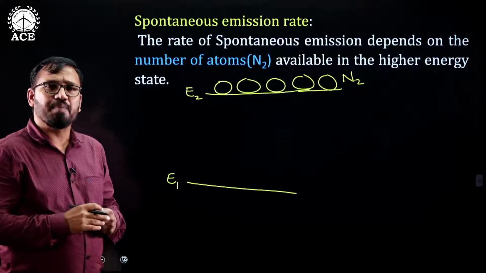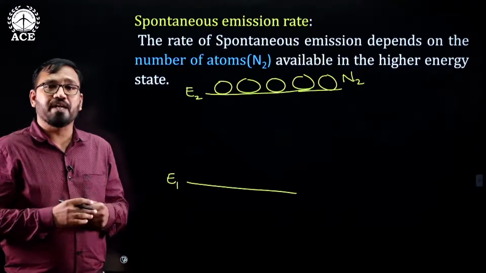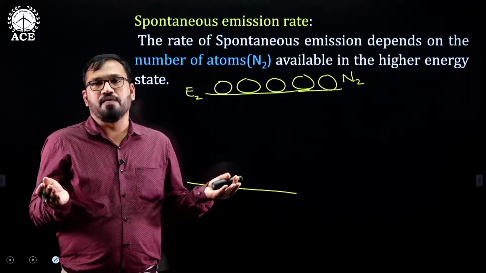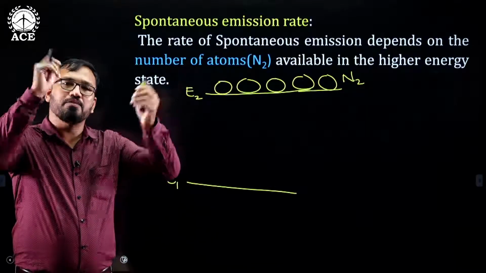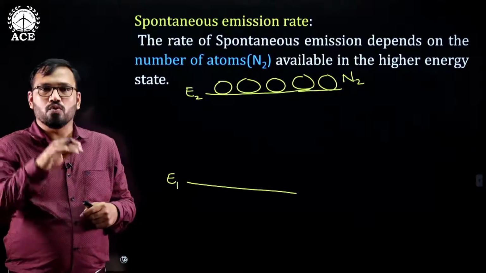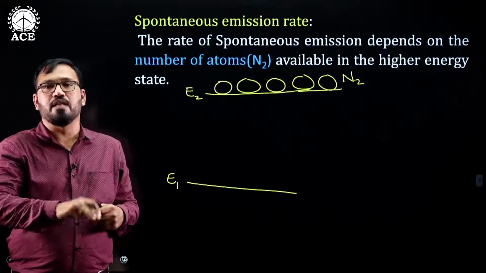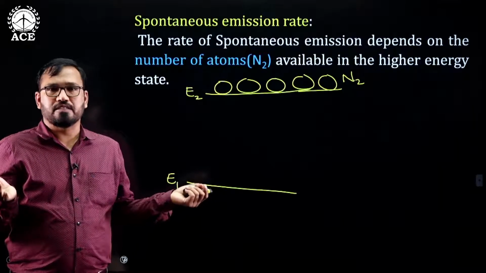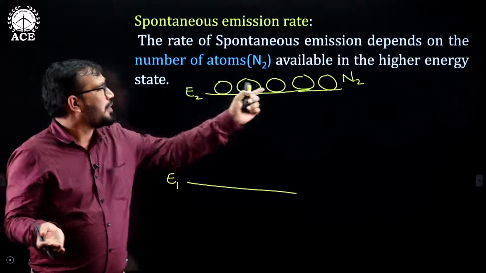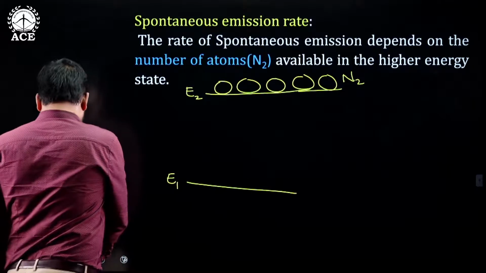Why does it only depend on the number of atoms? Why not photon density, as in stimulated absorption? Because we are not giving any external photon energy to the atoms present in the excited level to come down to the ground state. The atoms are coming down by themselves, spontaneously. So there is no question of external photon density. It depends only on the number of atoms.